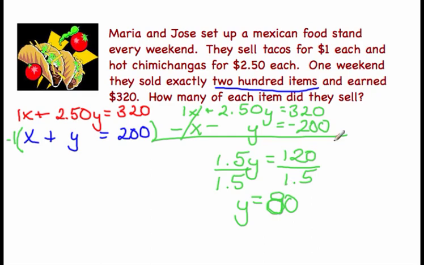So now if we have 80 chimis and we know we sold a total of 200 items, how many tacos were sold? Well, it would have to be 120 tacos because 120 plus 80 is 200.